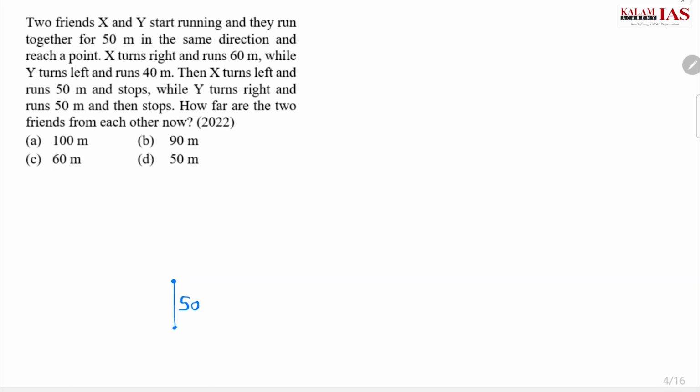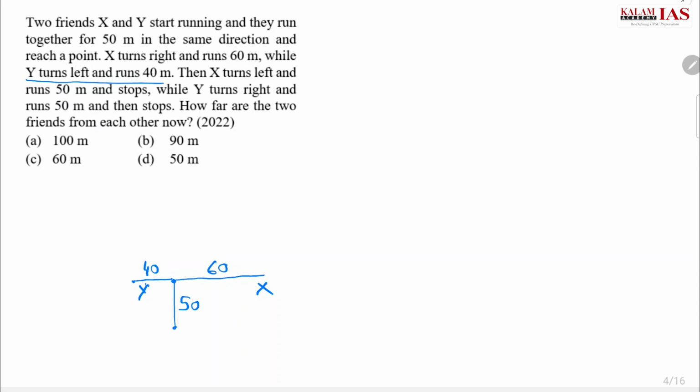X turns right and runs 60 meters. Now X is going this way towards the right for 60 meters, and Y turns left and runs 40 meters. So this is Y for 40 meters.